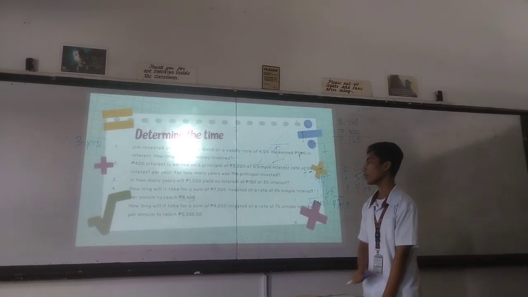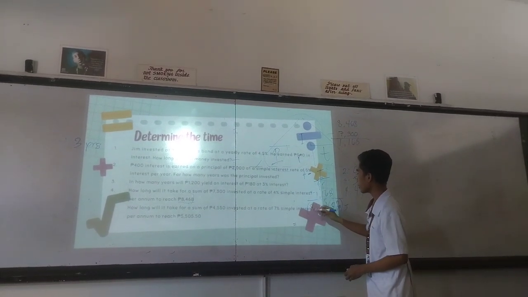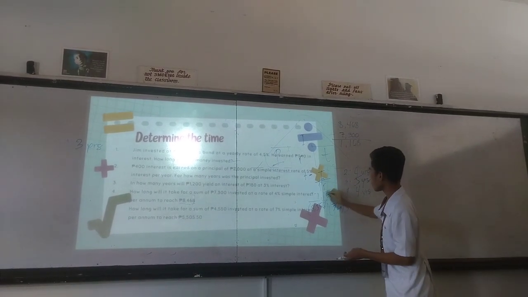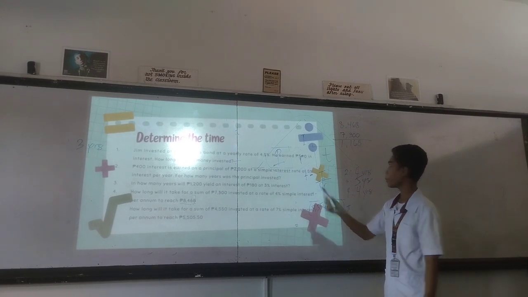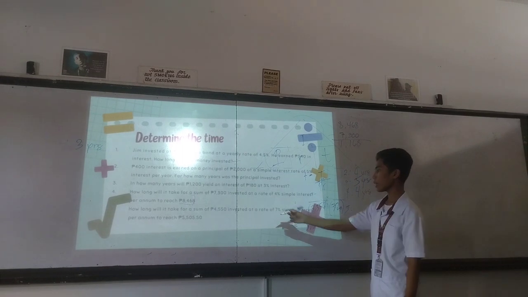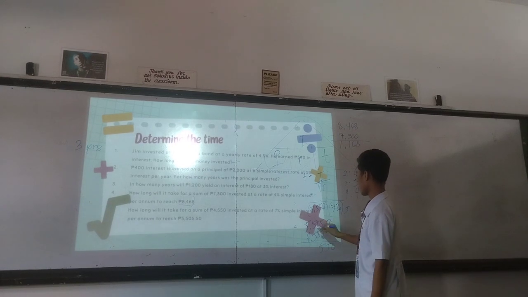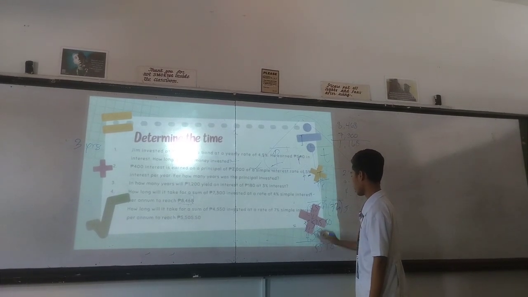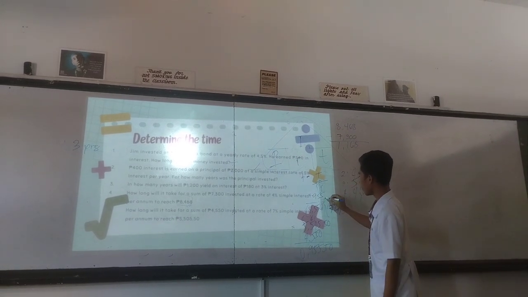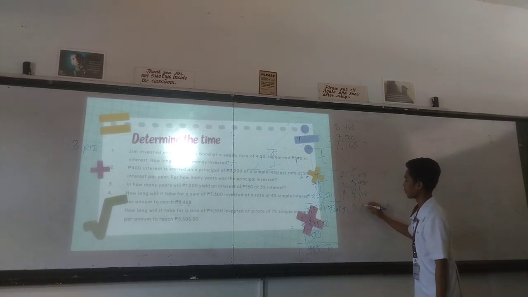Then number 5, how long will it take for 4,550, our principal amount, invested at a rate of 7% per annum to reach 5,505.50? Again, same as problem number 4, the overall amount is 5,505.50. Subtract the principal amount and we'll get 955.50. Again, input that in the calculator and we'll get 3 years.